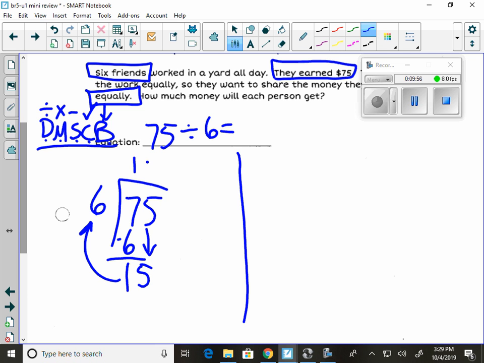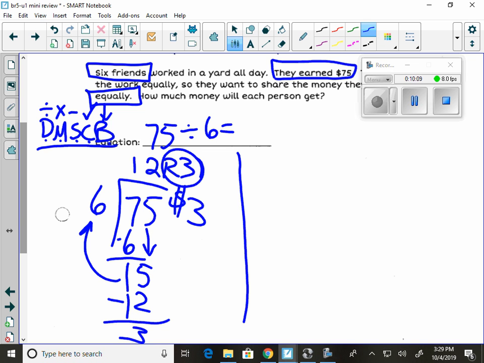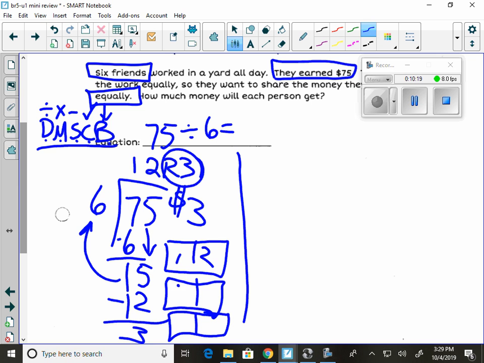15 divided by 6 is 2. Multiply, that's 12. You have a difference of 3. That's our remainder. The question is, what does the 3 mean? It's $3 left over, split among 6 kids. And what I would do is think about it like this. Here's $3. Cut them in half. Kid 1, kid 2, kid 3, kid 4, kid 5, kid 6. Each gets $0.50. So the answer will be $12, and then the remainder incorporates into it as 50 cents each of the dollars.